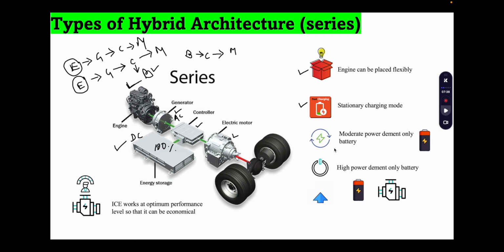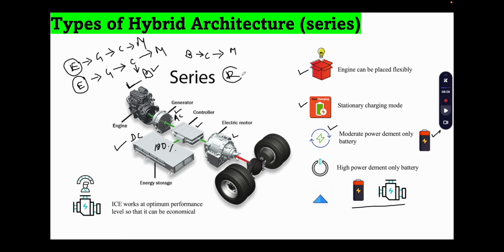Suppose you have a moderate amount of energy demand. In this case, you use only the battery. Don't use the engine. That way you will save some fuel in the hybrid electric vehicle. Suppose the power demand is very high. Now the demand is more. I may need to climb up a hill, so more torque is needed. In that case, both power sources, the battery and the engine, will provide the power, and that way you will meet the torque demand. And here, regenerative braking is also possible.